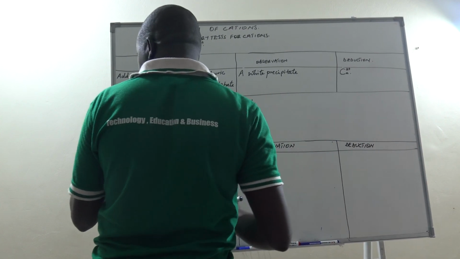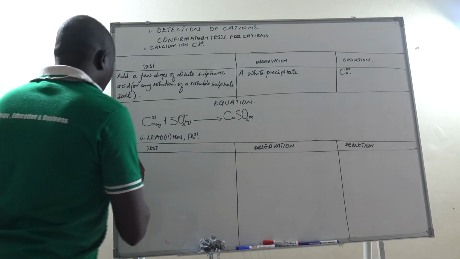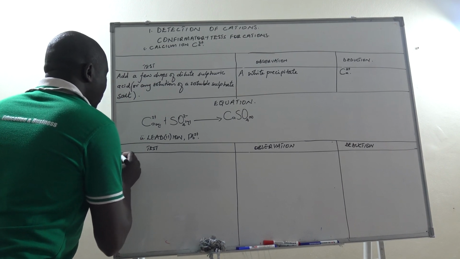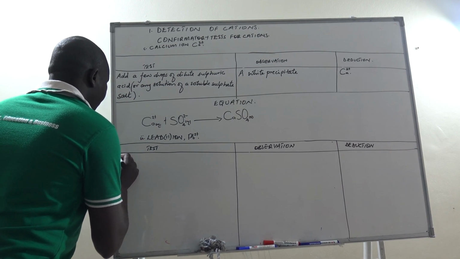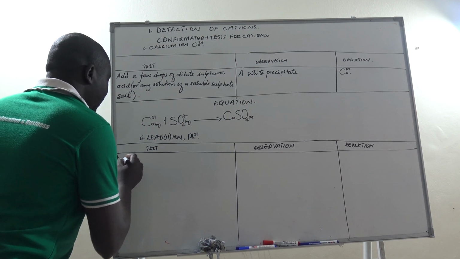Test, observation, and the deduction. So lead 2 ion. One of the tests that we can use in this case is, let me call this one here 1.